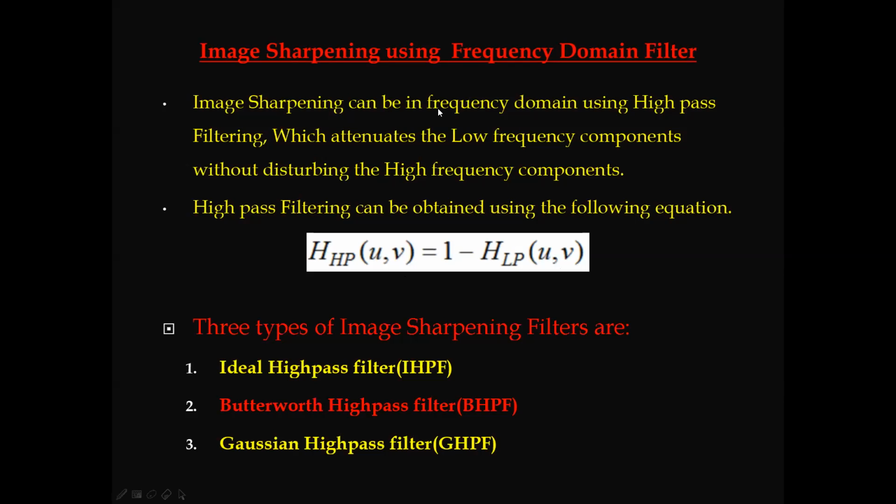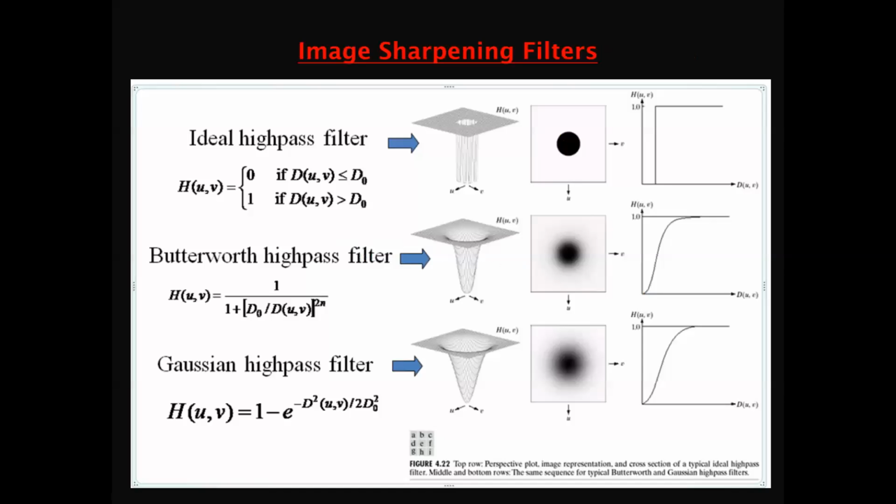So image sharpening can be done in the frequency domain using high pass filtering, which attenuates low frequency components without disturbing the high frequency components. High pass filtering can be obtained using the following relation: Hhp(u,v) equals 1 minus Hlp(u,v). There are three types of image sharpening filter, similar to the image smoothing filters. We had the ideal low pass filter there; now here we have the ideal high pass filter. Similarly, Butterworth high pass filter and Gaussian high pass filter.